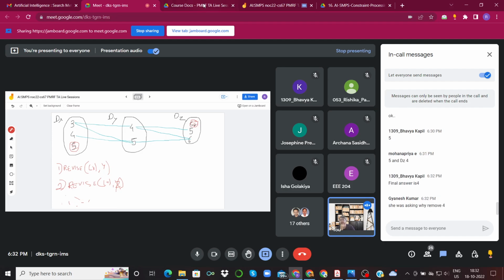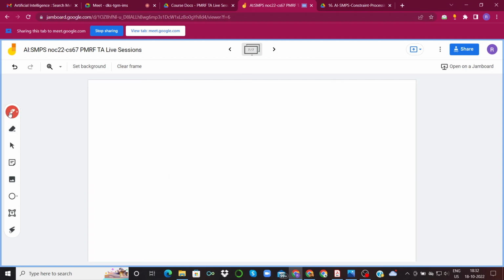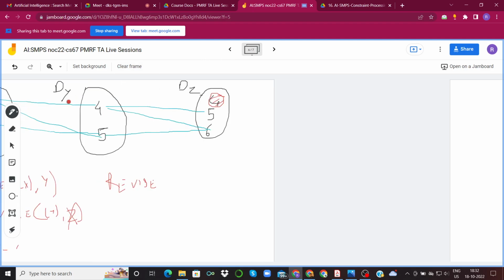Okay, let's proceed. And if you have any doubt, why remove 4? So when we are doing revise z comma y, 4 is not connected to any element in dy, right? This does not have any edge connected to any of the elements in dy. That's why we are removing 4. So once we do this, let's form one more graph after cycle 2. So this was basically cycle 2.